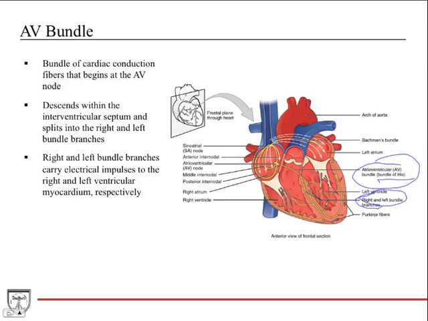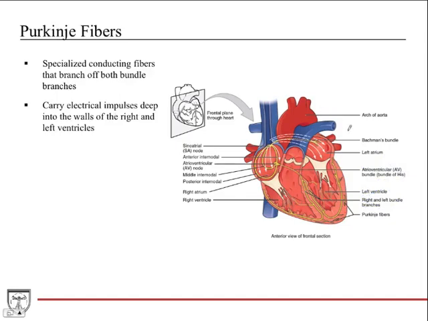So as you can see, they're long bundles here, both sides, and carrying these impulses all throughout the ventricular wall to ensure efficient contraction of the myocardium in the ventricles. So branching off of these bundle branches, you have what's called the Purkinje fibers, and these are specialized conduction fibers. Like I said, they branch off both bundle branches, and you can see them here. They come off the bundle branches and they travel all through the wall of the myocardium. So they extend deep into the tissue.